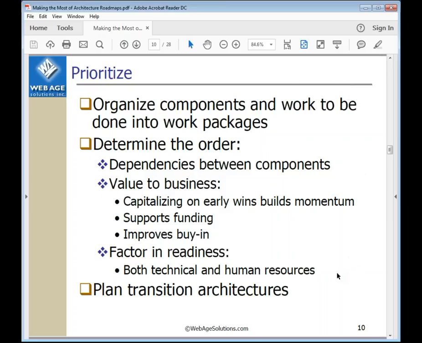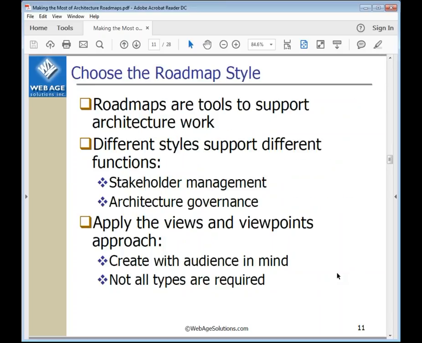All right, so we take that information, and then we have to start expressing all of the information we've gathered. We've got the vision and the target state. We've got the current state played off of the baseline. We did our gap analysis. We prioritized it. And now we actually want to communicate our findings out. This is where the actual roadmap comes in. So these are meant to support our architecture work.